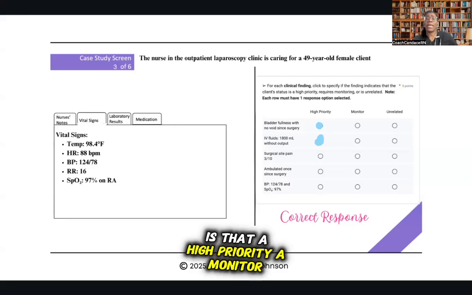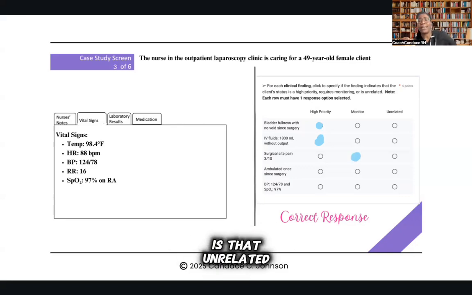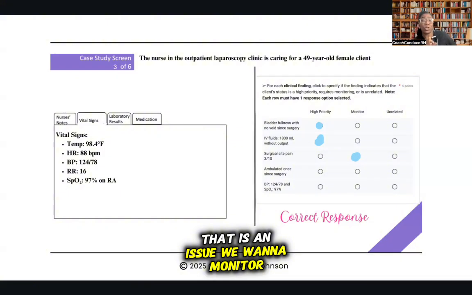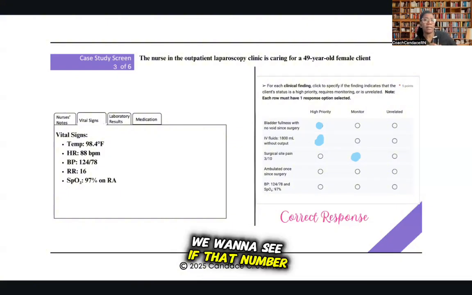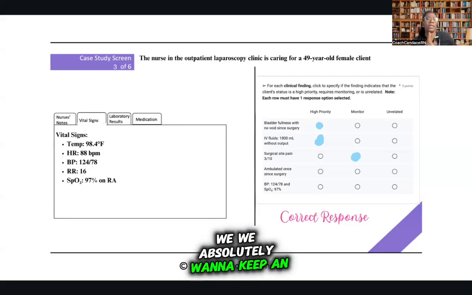Is that a high priority, an issue you want to monitor, or is that unrelated? That is an issue we want to monitor. All right. We want to see if that number remains at 3, goes down, or whether that goes up to 4 or greater, where we absolutely want to keep an eye on that.